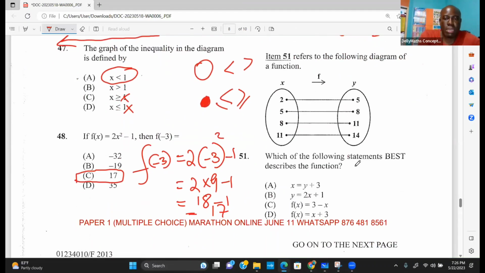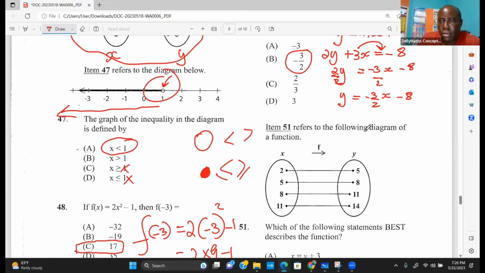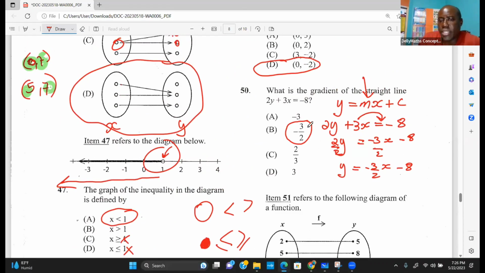All right. Which of the following statements best describes the function? Now you want to see which one best describes the function. Sir, I didn't see the answer for number 50. The answer is negative 3 over 2. Negative 3 over 2. Okay.